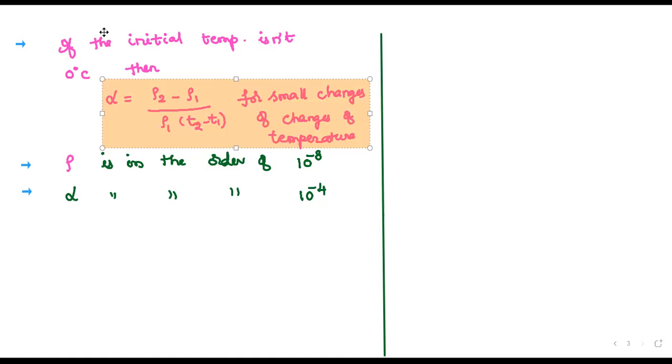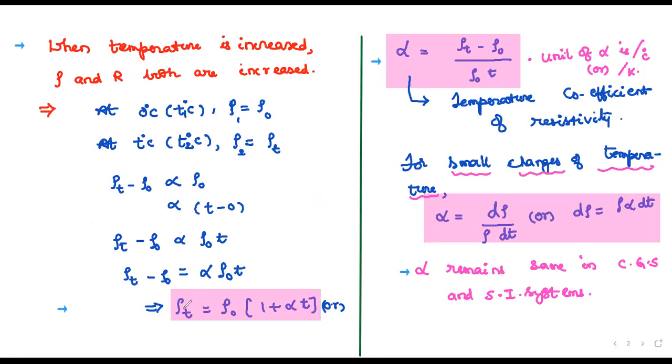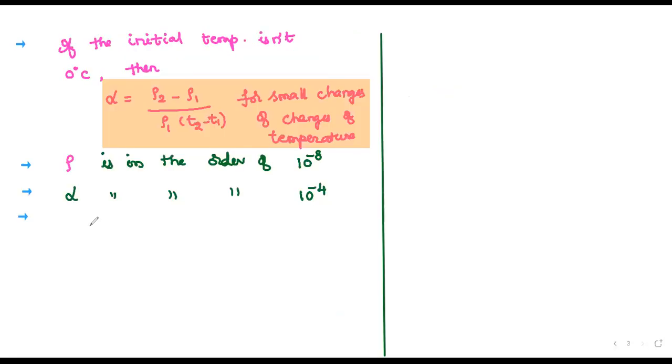But for big changes, like 200, 300 degrees Celsius, what do we have to do, sir? You have to find out rho 2 and rho 1 separately. Why? Because the derivation is saying that you have to take the initial temperature at 0 degrees Celsius. We don't know the resistivity at 0 degrees Celsius. That's why rho 1 is given to you first.